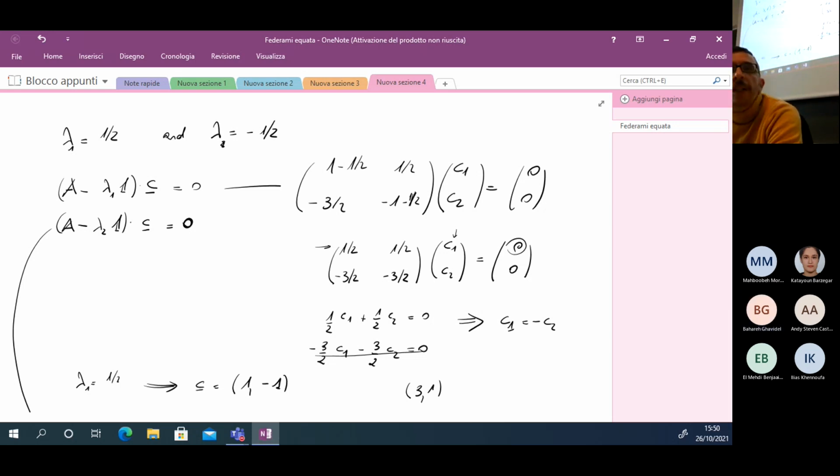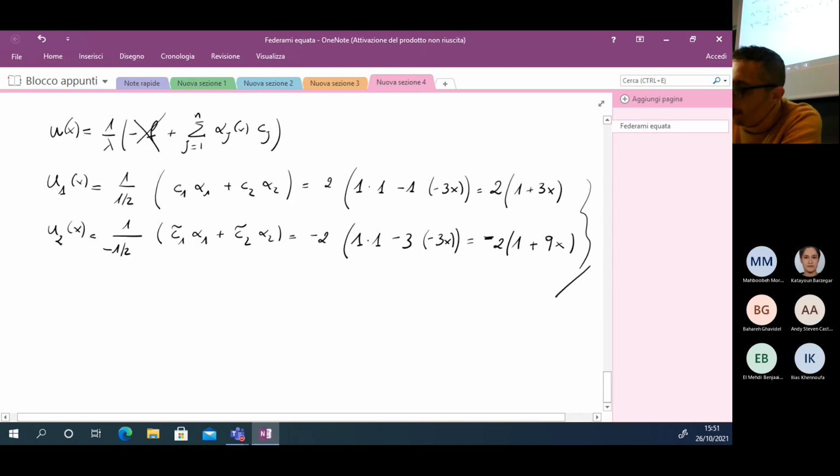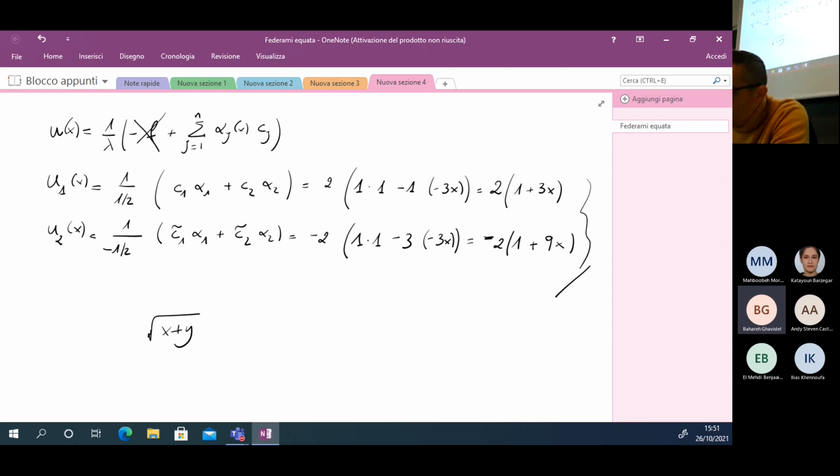So the idea is that you should be able to split the kernel in pieces which are products of only one function. That's actually why I was doing the example of the square root of x plus y, because the square root of x plus y, well, cannot be separated in this way. You have to check case by case.